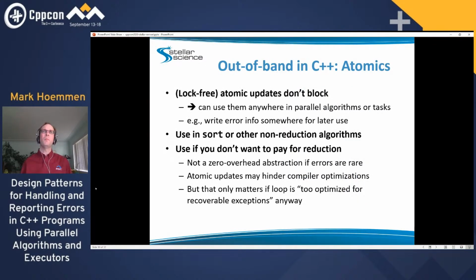In C++, the equivalent of out-of-band communication, or the generalization of that idea, is atomic updates. In C++, lock-free atomic updates do not block. So you can use them anywhere in parallel algorithms or tasks, and you could stash away some error information and then read it later when you're done. And this is a good thing to do in sort or other algorithms that are not easy to transform into reductions. You can also use it if you don't want to pay for the reduction. So if errors are rare, it's not really a zero overhead abstraction to call it a reduction. It's true that atomic updates may hinder some kinds of compiler optimizations, but that may only be a concern if the loop is really optimized, so for recoverable exceptions it's less of a big deal.